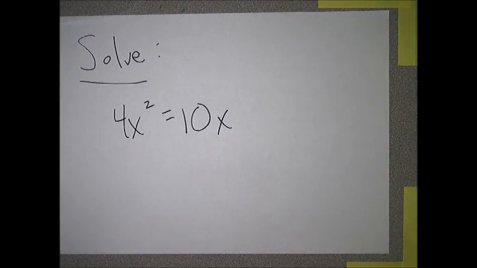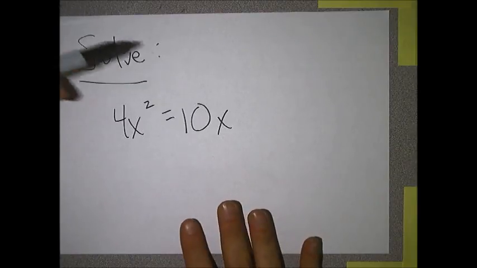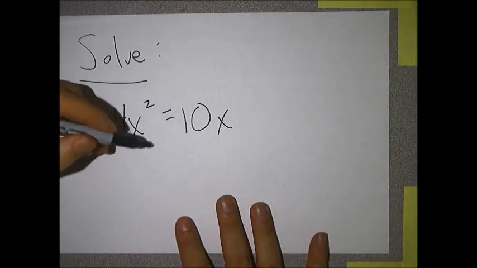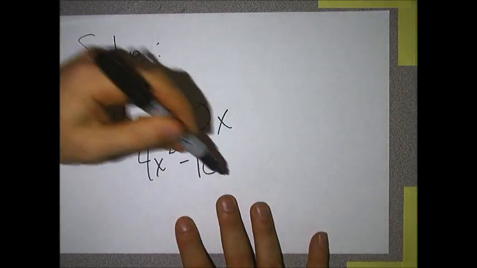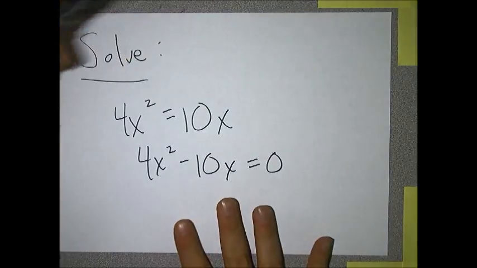Problem 1 asks you to solve. We should subtract 10x from the left because it's quadratic, and I want to set this equal to 0. If I take the 10x over to the left, I have 4x squared minus 10x, and it's equal to 0.